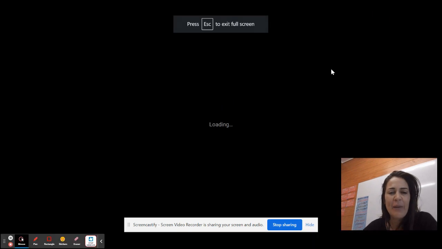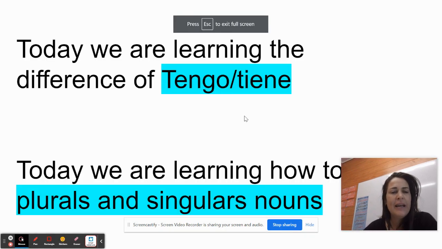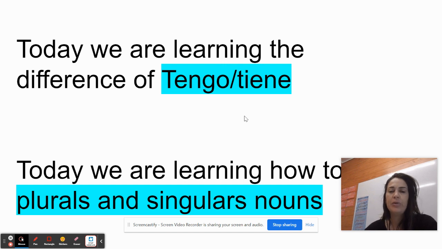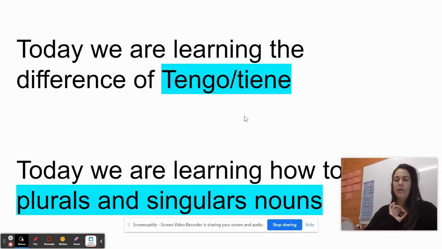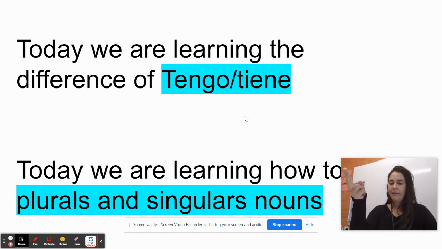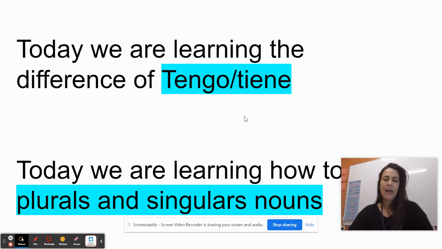So today we are going to learn the difference between tengo and tiene, which is I have, you have. Yeah? And we are also going to learn the difference between plural and singular nouns, which is the same as in English. So one cat, two cats. So you need to add that S at the end.